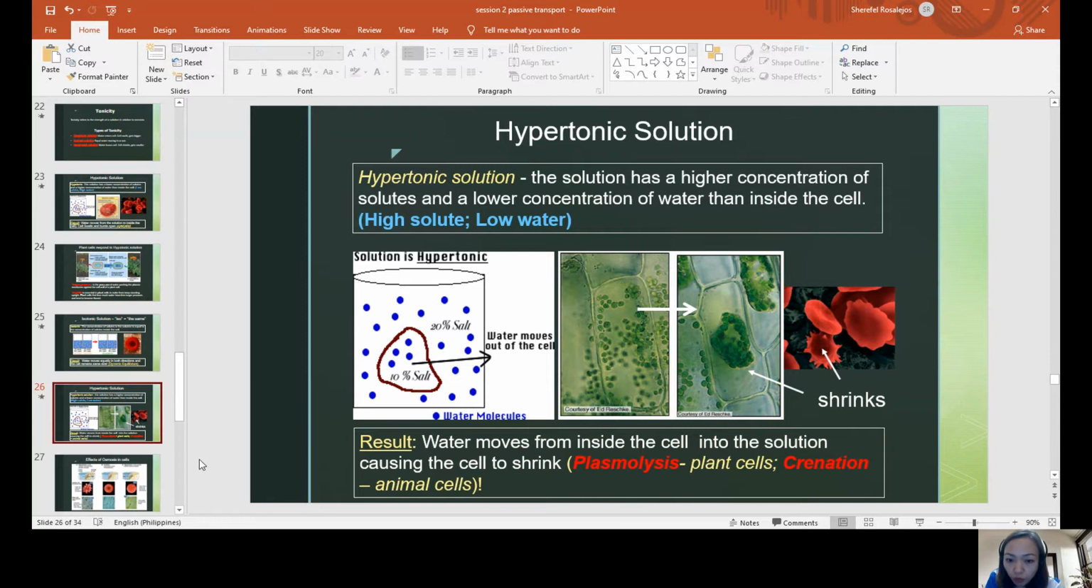So what will happen? For the cell in the plants, it will be plasmolysis. Meaning, this is the normal cell, but if it is under the condition of hypertonic, what will happen? It will shrink. So you can see here that the cell is detached from the cell wall. So we call that plasmolysis. But for the animal cell, that is another term, and we call that crenation. So the same thing will happen, our red blood cells will shrink.